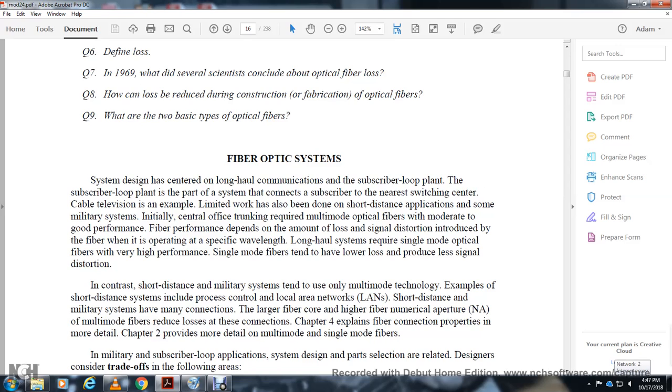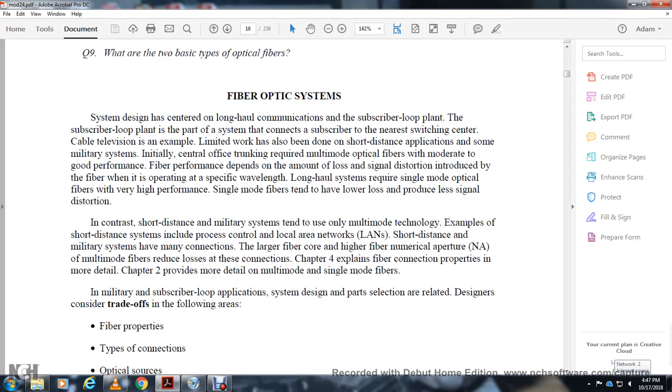Some military systems, initially central office trunking, required multimode optical fibers with moderately good performance. Fiber performance depends on the loss and signal distortion. Introduce fibers that operate at a specific wavelength. Long haul systems require single mode optical fibers with very high performance. Single mode fibers tend to have lower loss and produce less signal distortion. In contrast, short distance military systems tend to use only multimode technology.